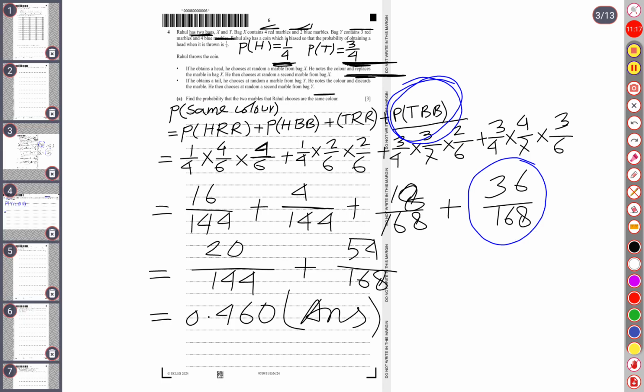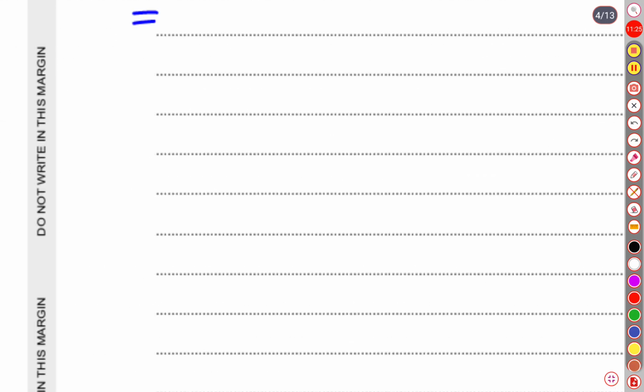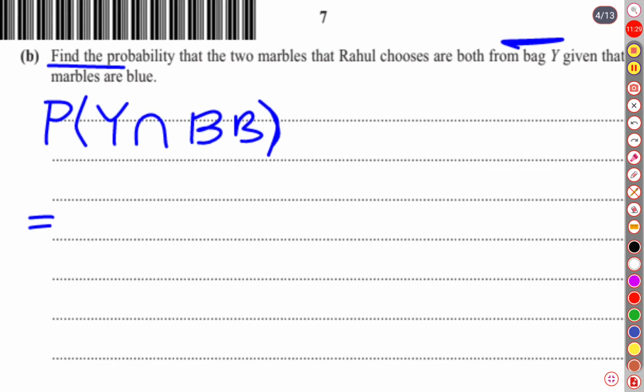So we can just replace this and substitute this value, 36 over 168.